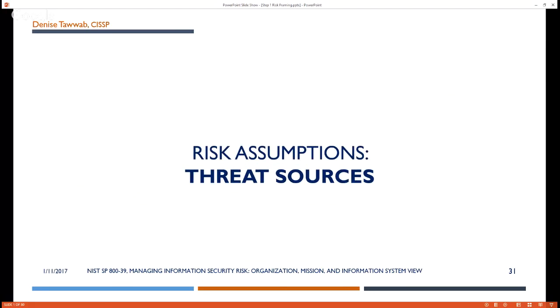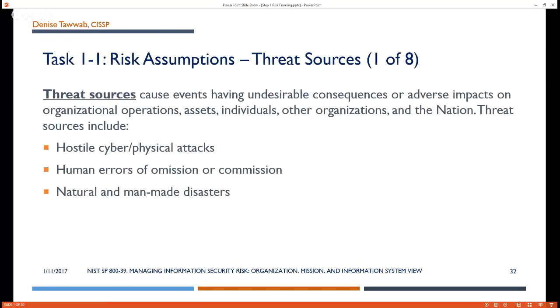All right, risk assumptions are your threat sources. That's the first part. Threat sources cause events having undesirable consequences or adverse impacts to your organizational operations, assets, individuals, other organizations, and the nation. Threat sources include hostile attacks, human errors of omission or commission, and natural and man-made disasters.